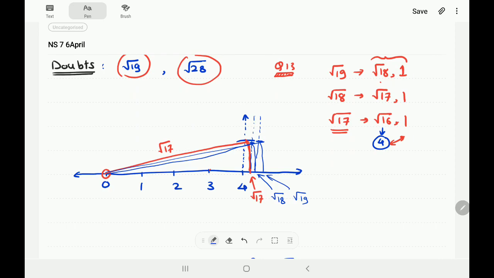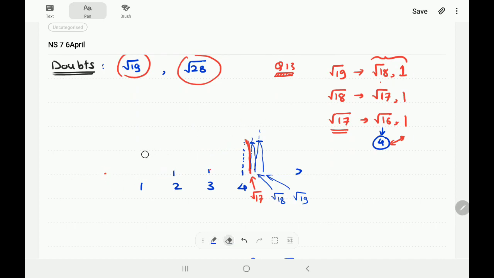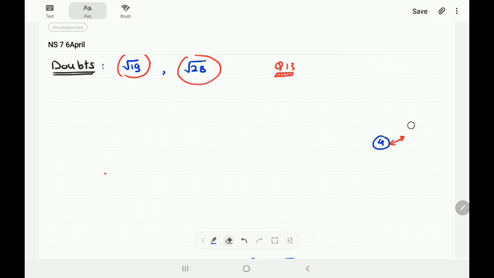Got it? Still, if you do not understand, I'll send the actual video of the construction. Please let me know if you want that. Okay? So I'll just erase it and clear the route of root 28. Question number 13, to construct root 28.